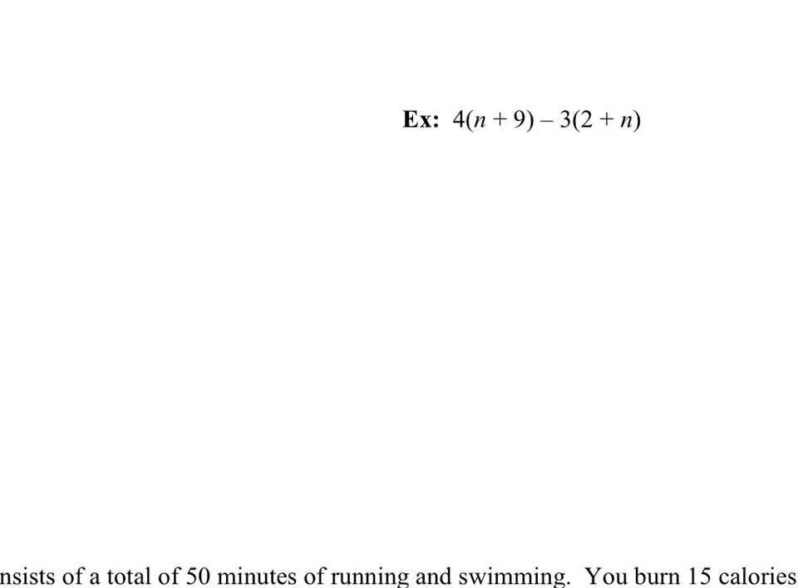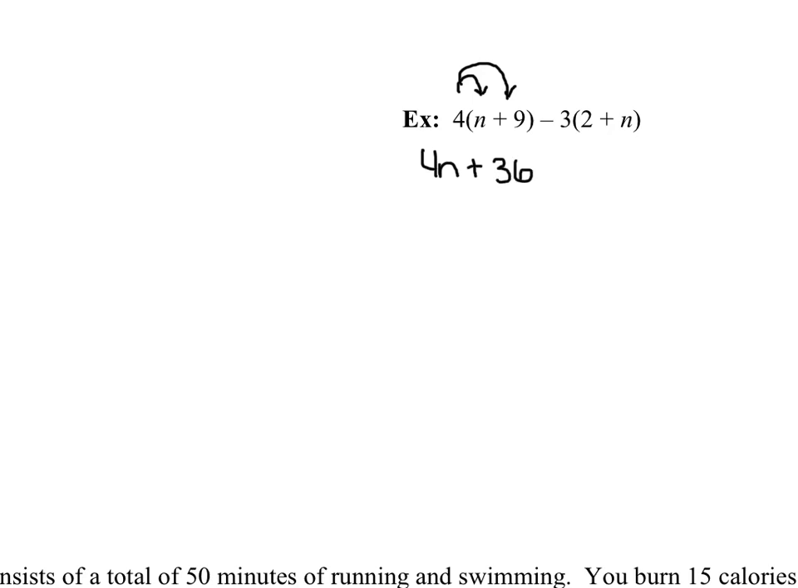So then I would move on to multiplication. And I do have multiplication. I have multiplication here. I have 4 multiplying. And I also have multiplication here. So that's what I'm going to do next. So the first thing I'm going to do is to do this multiplication. I'm going to do the distributive property. So I end up with 4n plus 36.